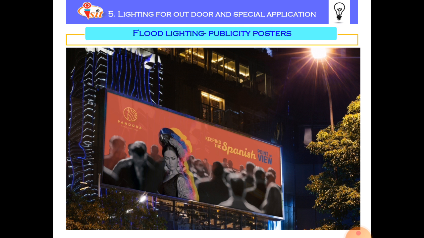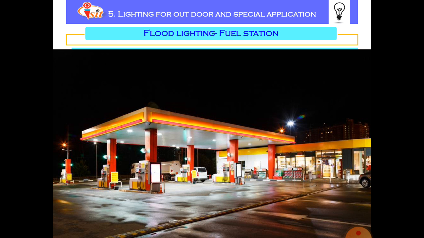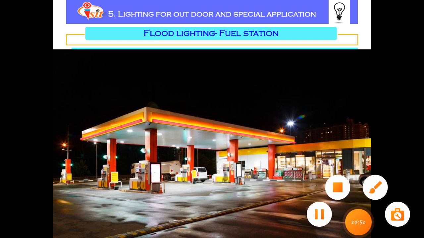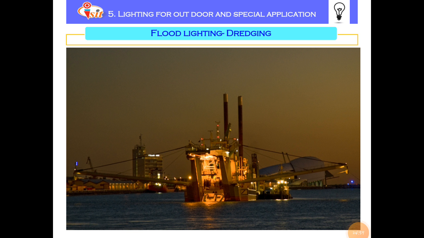The floodlights are used for publicity posters to seek the attention of the public. Next one is in the exhibition, where the floodlights are used. And at the fuel stations such as petrol pumps or gas stations, the floodlights are used. Next one is dredging, that is extraction from the water sources. The floodlights are required to illuminate the surfaces.